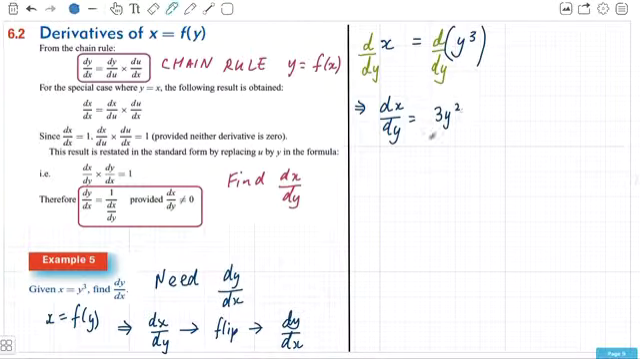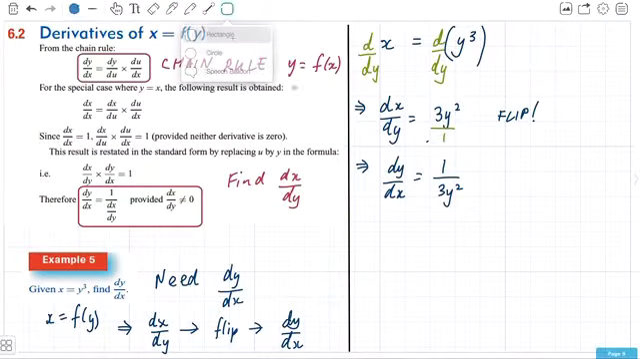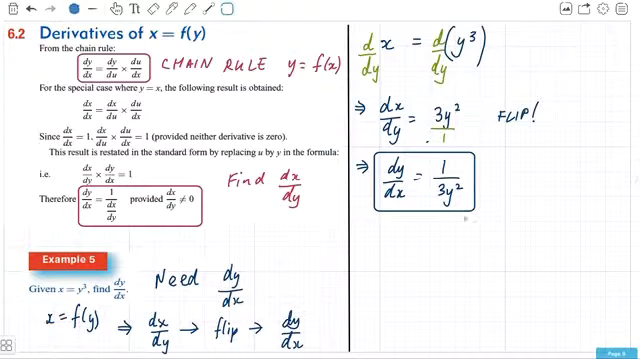In order for us to get our answer, what we need to do now is flip. We flip over this side of the equation to get dy/dx, and we also have to flip over this side. You need to remember that anything that doesn't have a visible denominator is over 1. So when you flip this side, a 1 comes up on the top and you get 3y squared underneath. That's your answer. For this equation, x equals y cubed, the derivative dy/dx is 1 over 3y squared, using this idea of flipping.